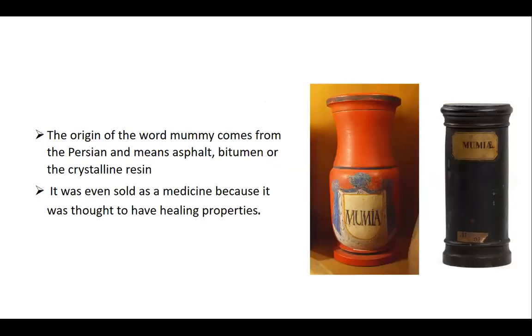The word mummy comes from the Persian and means asphalt, bitumen, or the crystalline resin with an asphalt-like appearance present in ancient human bodies from Egypt, in the abdomen. Starting from the medieval era up to the 19th century, it was even sold as a medicine because it was thought to have healing properties, almost miraculous.